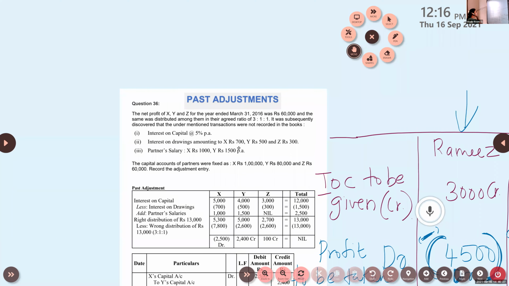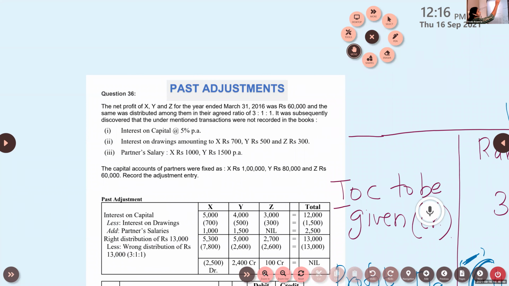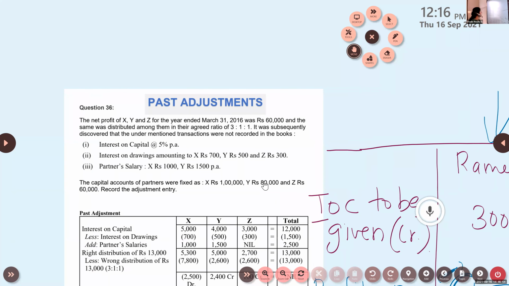And also salary for X as well as Y is not given, not provided. So there are three items that are missed. The capital accounts were 1,80,000 and 60,000. Record the adjustment entry. Okay, shall we prepare it? Start.